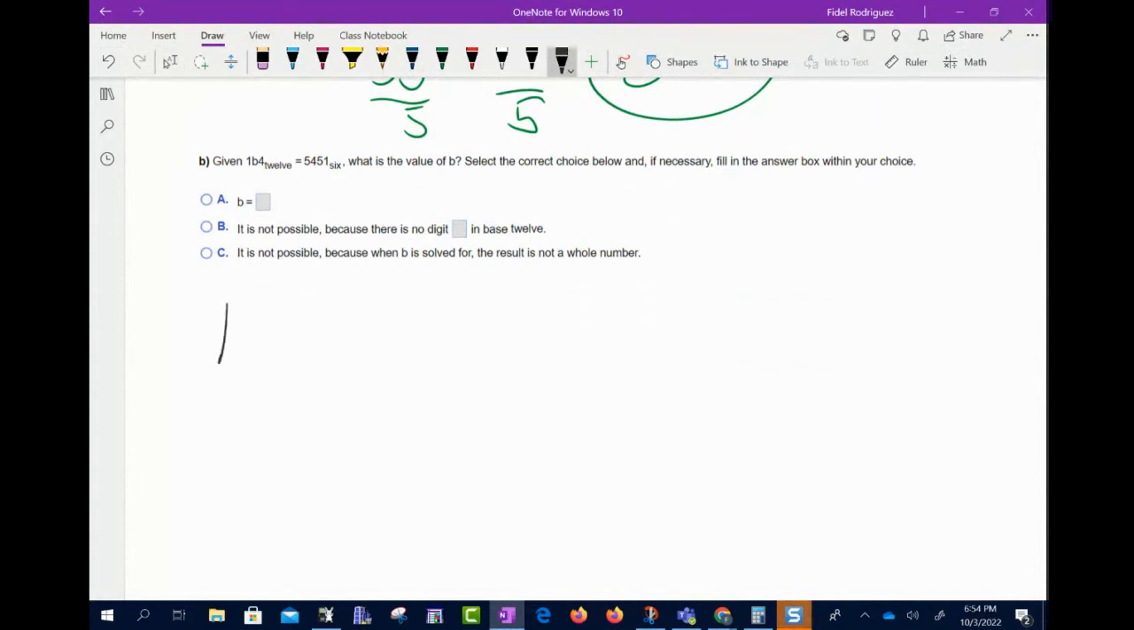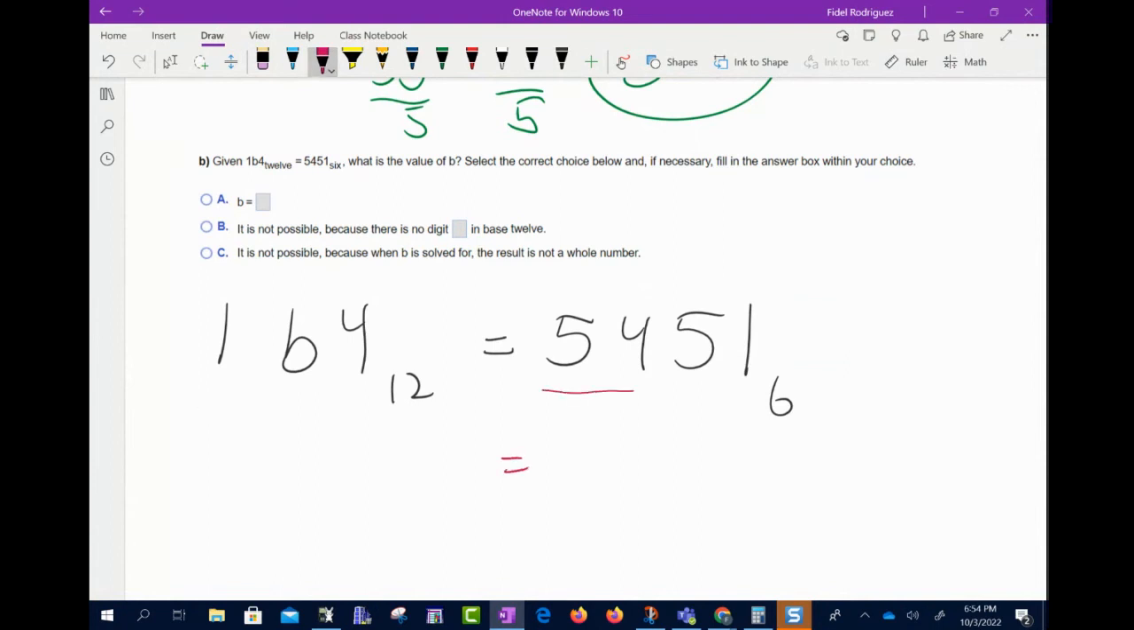We have 1, b, 4 in base 12, and this is equal to 5, 4, 5, 1 in base 6. So my first step here, Amy, is I'm going to work with this side first. Remember, these are the ones, the sixes, the six squareds, and the six to the thirds.